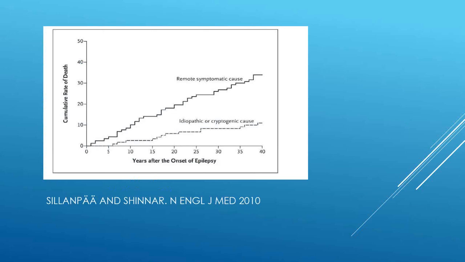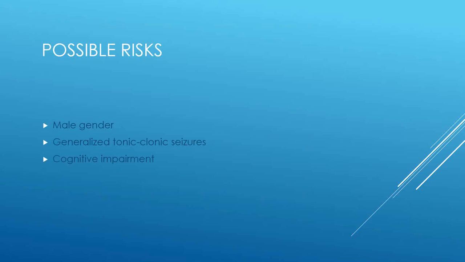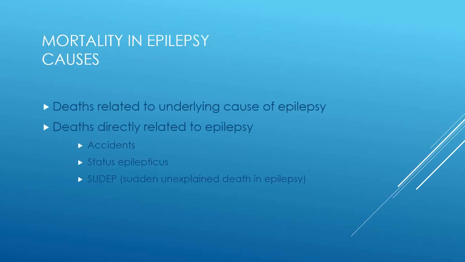This slide shows the cumulative rate of death in patients with idiopathic epilepsy, or epilepsy of unknown cause. This is the lower line, which shows the lower cumulative death rate, compared to the symptomatic epilepsy, that is the full line on the top, which are the types of epilepsy in which we know the cause. Other possible risks that were reported but not confirmed are male gender, generalized tonic-clonic seizures, and cognitive impairment.